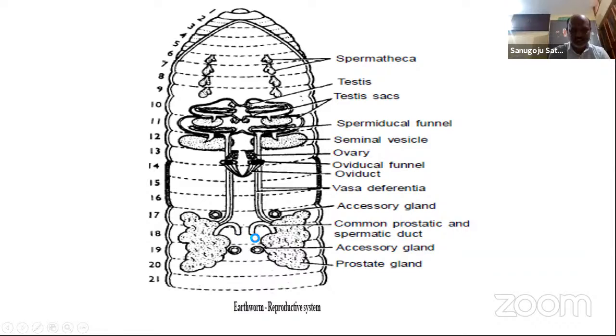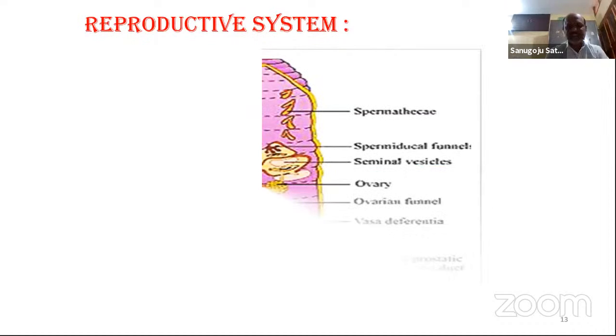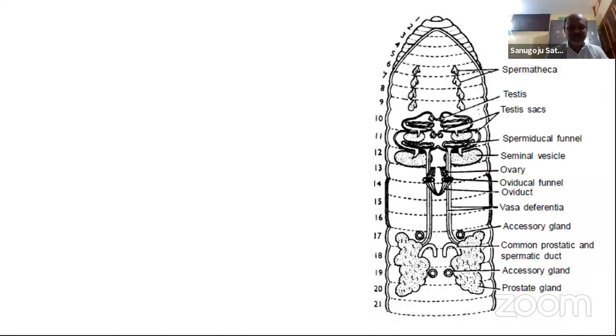Here in the 18th segment, they open through the lateral sides by a pair of male genital pores. That means both male and female gonads are present in a single individual. That's why it is called a hermaphrodite. But the male parts develop first, so it is protandrous. Protandrous means the male reproductive parts develop earlier than the female reproductive parts. Okay, this is about the reproductive system.